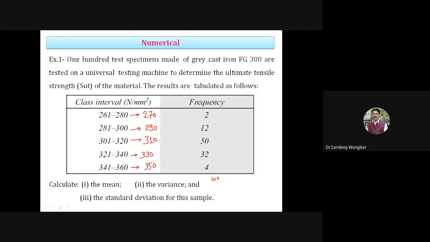So now for the class interval, I have taken the mean: 270, 290, 310, 330 and 350 Newton per mm square. And the frequency: 270 occurs 2 times, then 290 occurs 12 times, 310 occurs 50 times, 330 occurs 32 times, and 350 occurs 4 times. And what we have to calculate? We have to calculate the mean, the variance, and the standard deviation.